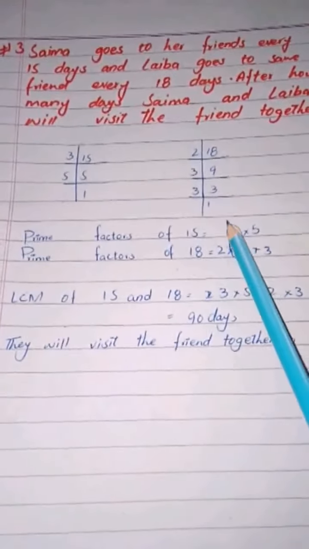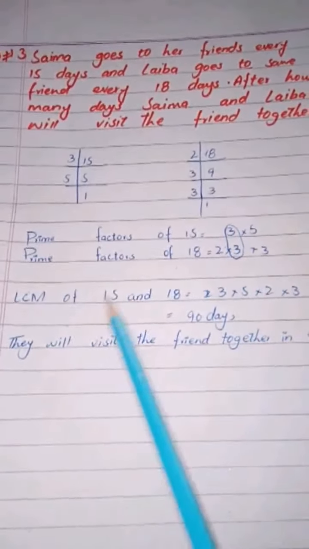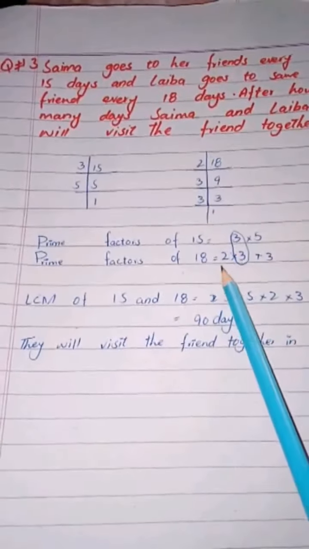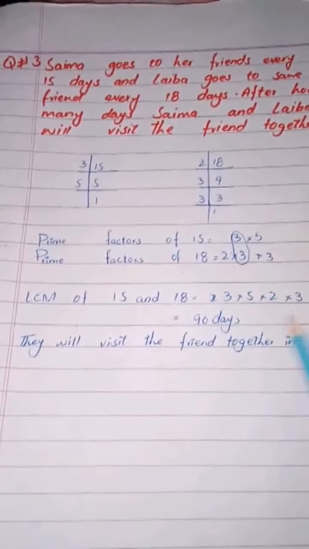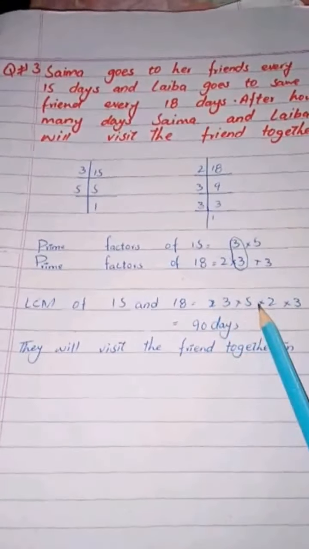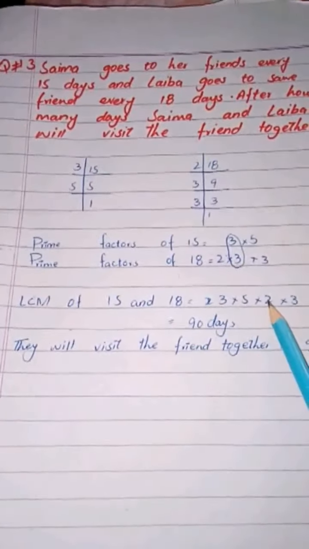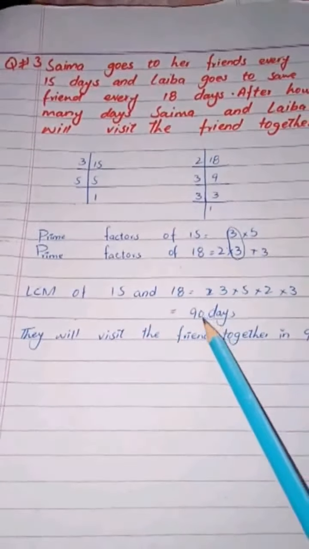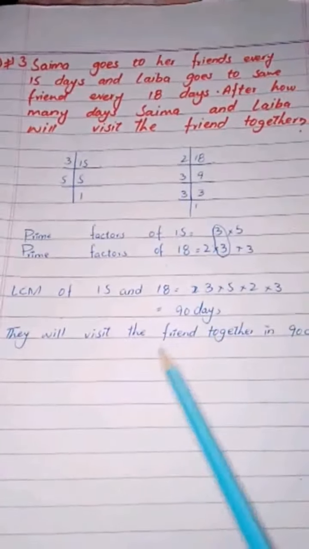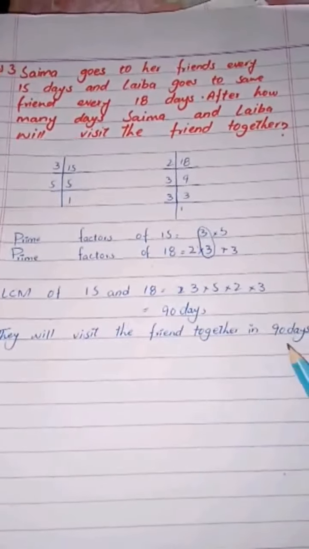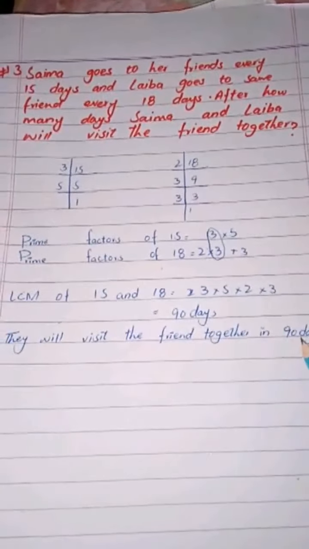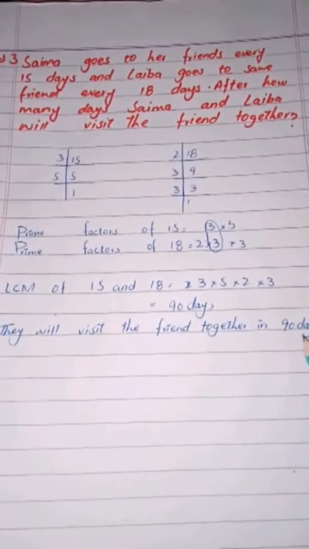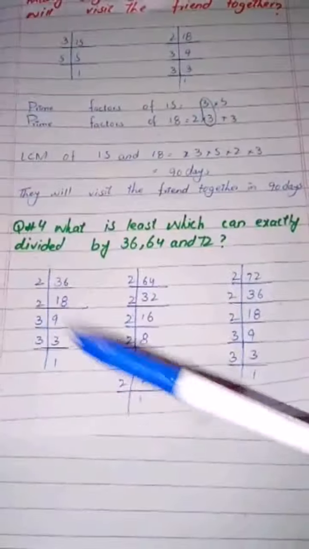Which one is common? 3. LCM of 15 and 18 is 3 multiplied by 5 multiplied by 2 multiplied by 3. 3 5s are 15, 15 2s are 30, 30 3s are 90. LCM of 15 and 18 is 90. They will visit the friend together in 90 days. After how many days do they both visit their friend together? 90 days.